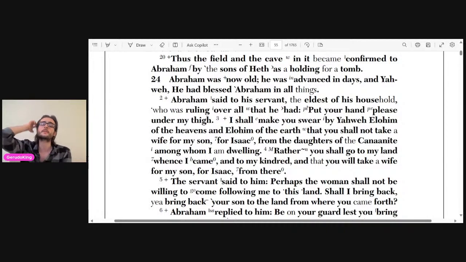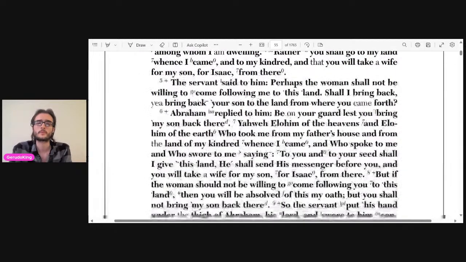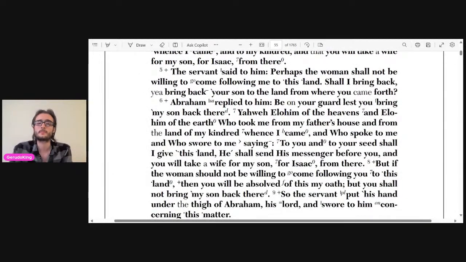Rather you shall go to my land from whence I came, and to my kindred, and you will take a wife for my son, for Isaac, from there." The servant said to him, "Perhaps the woman shall not be willing to come following me to this land. Shall I bring back your son to the land from where you came forth?"